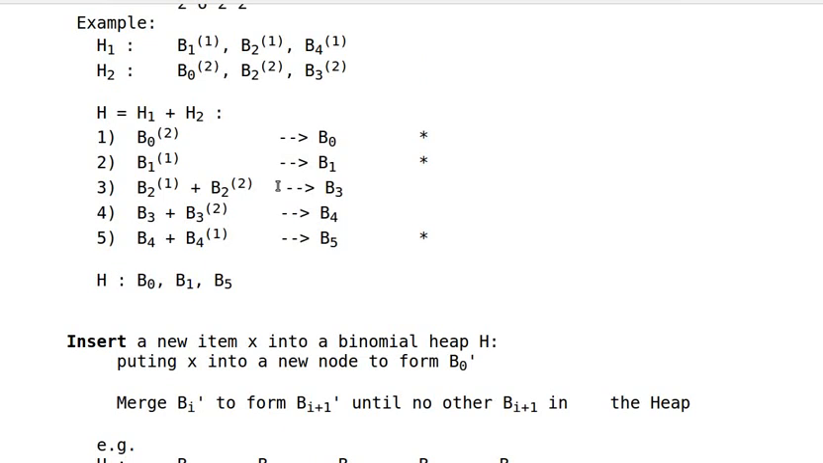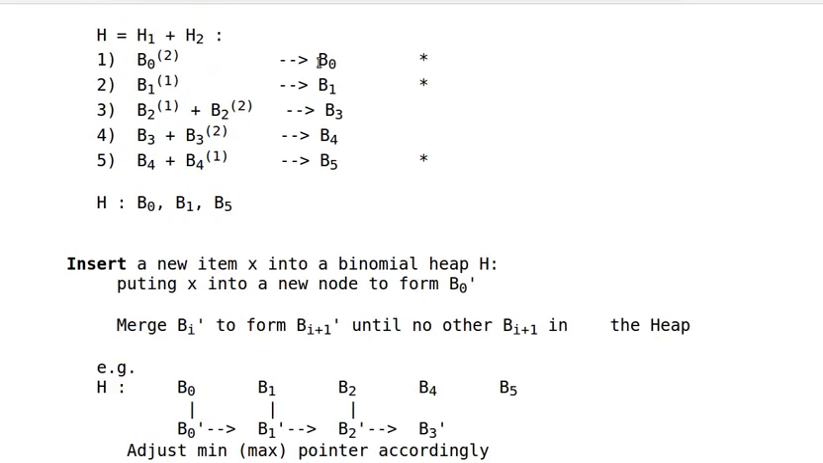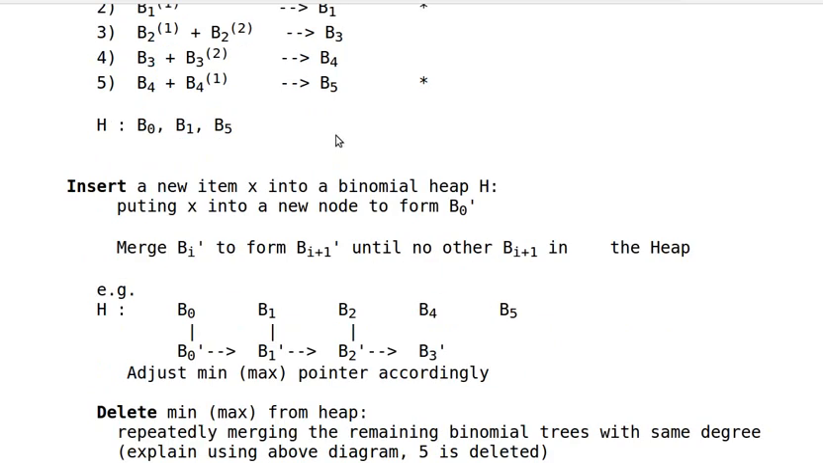So we get B4. And then H1 has a B4. So this B4 has to merge with this B4. And we get B5. So there's no B5 in these two heaps. So this is terminal. So it is done. So our new heap, sorry, our new heap has the trees B0, B1, B5. So that's how we merge two heaps.